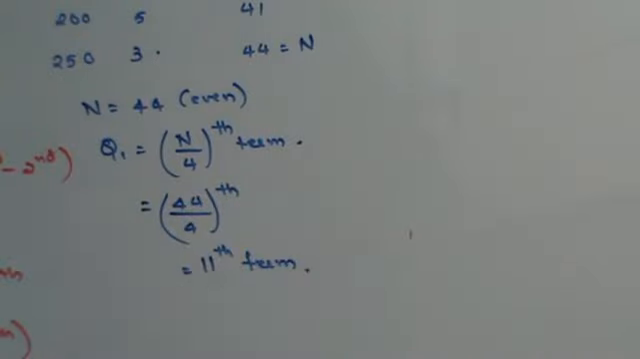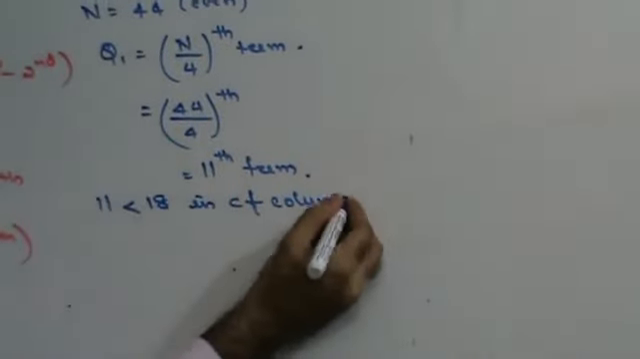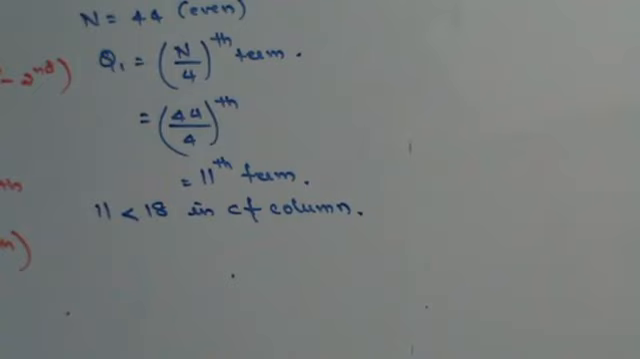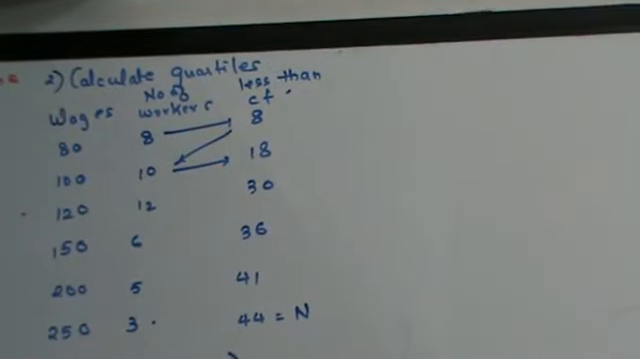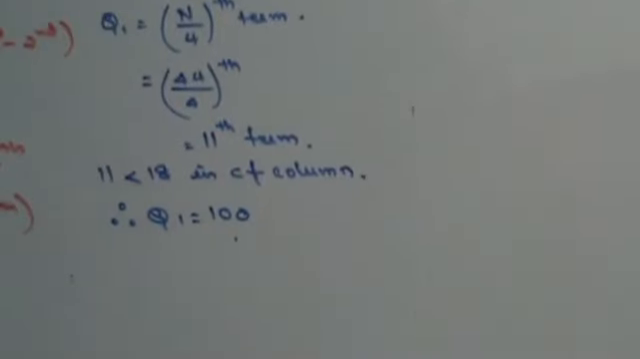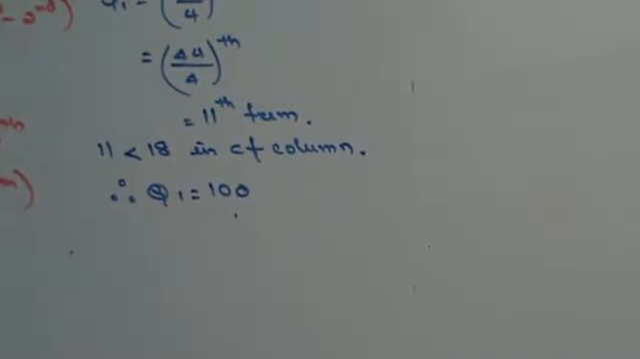Now what you have to do, guys, is check 11 is less than which number in the CF column. 11 is less than 18 in the CF column. The value of x that corresponds to 18 will be Q1. Therefore, Q1 will be 100.